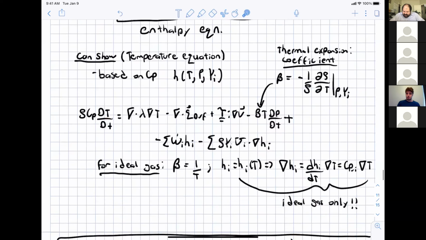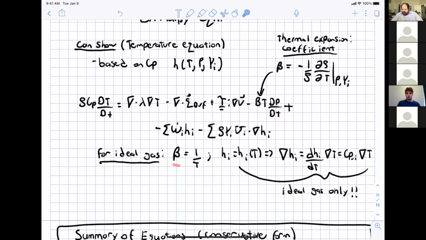And for an ideal gas, the thermal expansion coefficient is just 1 over T. And the enthalpy for species i is a function of temperature and temperature only. So then you can show that grad h_i is just dh_i/dT times grad T, which is just the specific heat times grad T. If you make these substitutions, in many combustion books you will find the form of the temperature equation that is listed in the books.